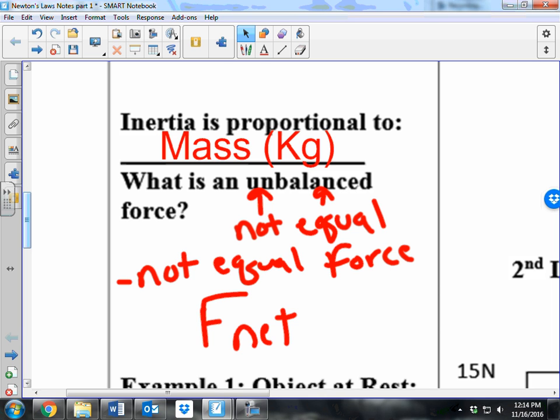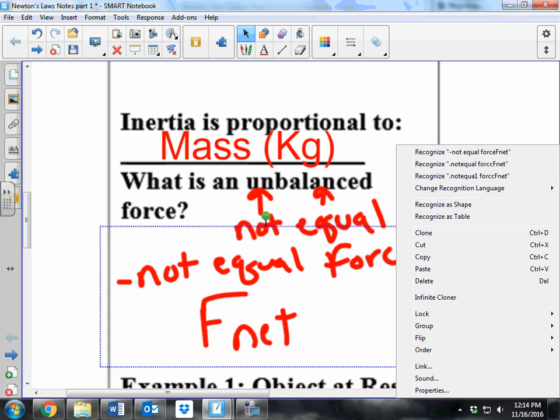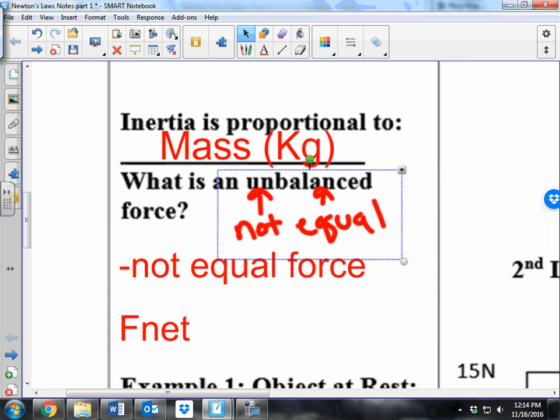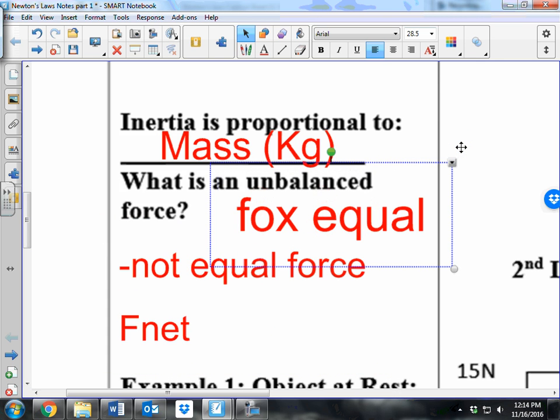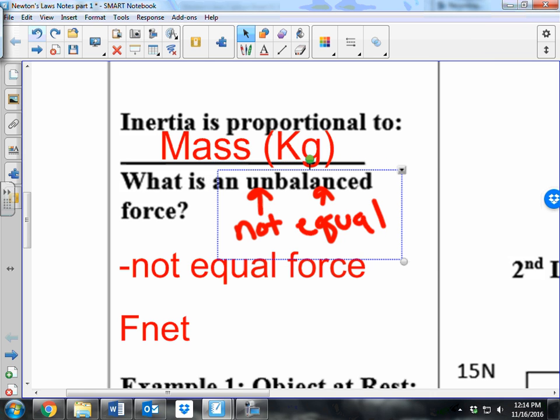So an unbalanced force is an unequal or not equal force, and we call that in physics not equal. So an unbalanced force is a not equal force.